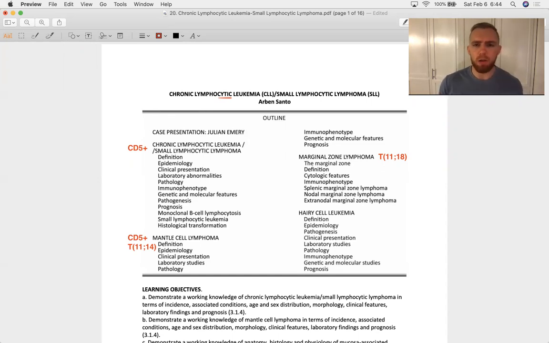Now, CLL can also be called small lymphocytic lymphoma. I want you to understand that's the exact same phenotype. The cells, the immunohistochemistry is the exact same as CLL, except in SLL, the neoplasm itself is focal. It's contained in lymph nodes, or maybe it's in the spleen, but it's not in the bone marrow. Hence, we do not call it a leukemia.